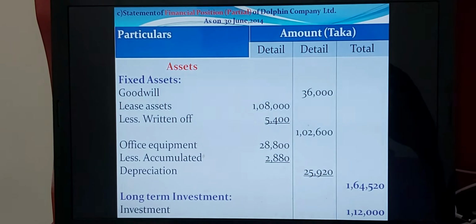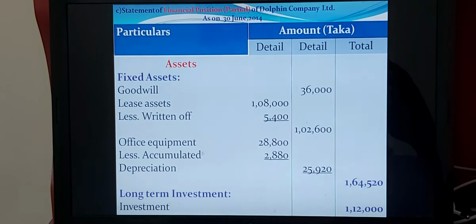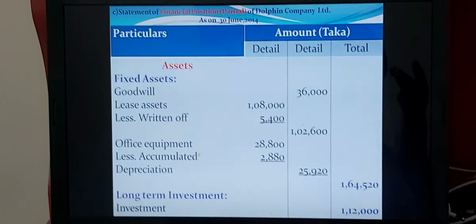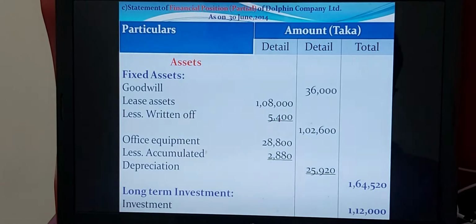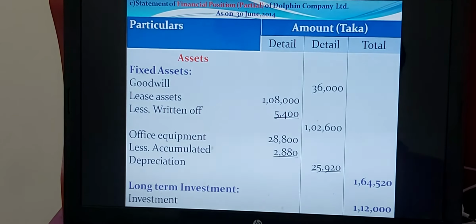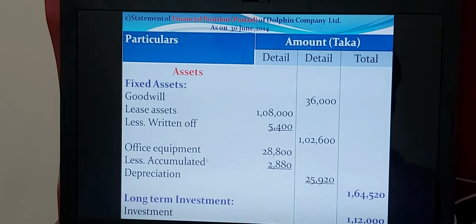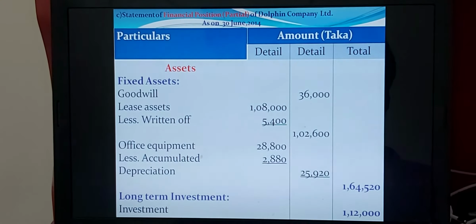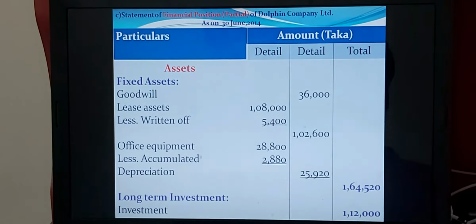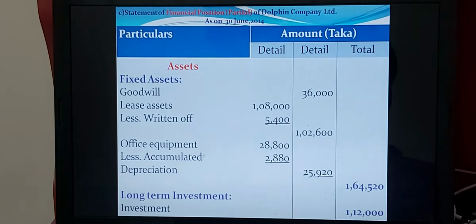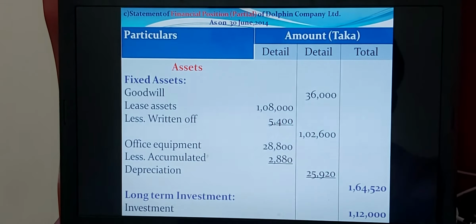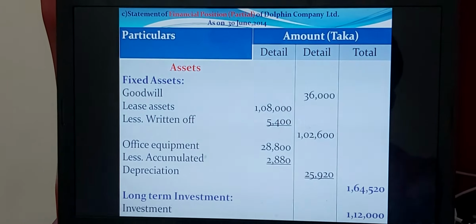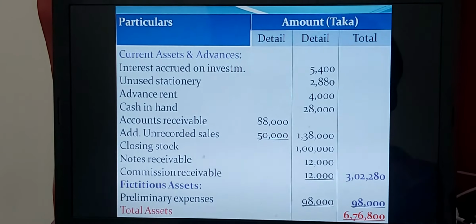Dear students, second head of assets, this is the item of long-term investment. One item is available in this trial balance. Investment, taka 1,12,000. No adjustment is available, so you have to write in direct outer column 1,12,000. Now you can go to the third head, that is the current assets and advances.